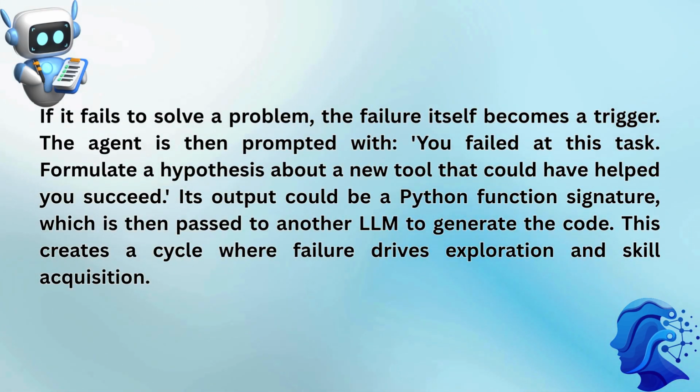If it fails to solve a problem, the failure itself becomes a trigger. The agent is then prompted with, "You failed at this task. Formulate a hypothesis about a new tool that could have helped you succeed." Its output could be a Python function signature, which is then passed to another LLM to generate the code. This creates a cycle where failure drives exploration and skill acquisition.